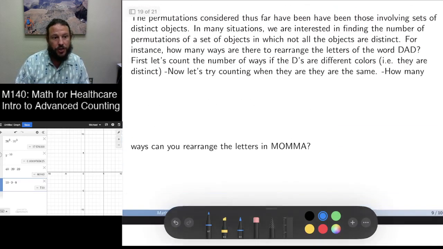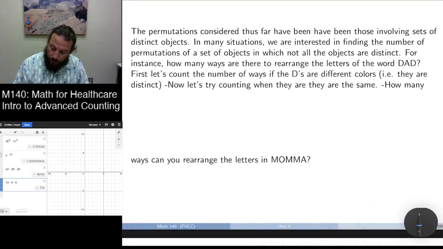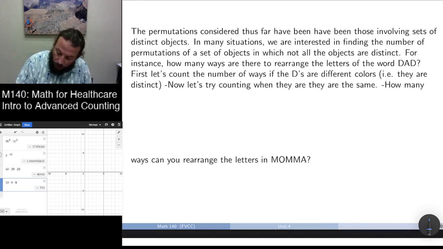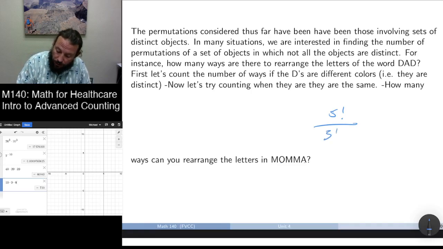Well, maybe before we do the general formula, we'll do one more. Let's say we rearrange the letters in the word mama. Okay, so now we have, let's see, 1, 2, 3, 4, 5 total. If they were all distinct, you'd have 5 factorial things. However, we have to divide by the number of orderings of the m's. There's 3 of those m's. We divide by 3 factorial, and this turns out to be 20.